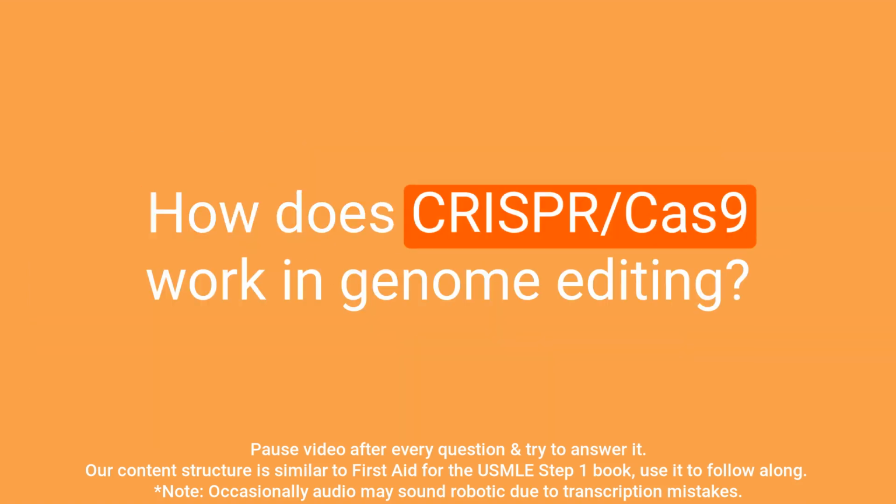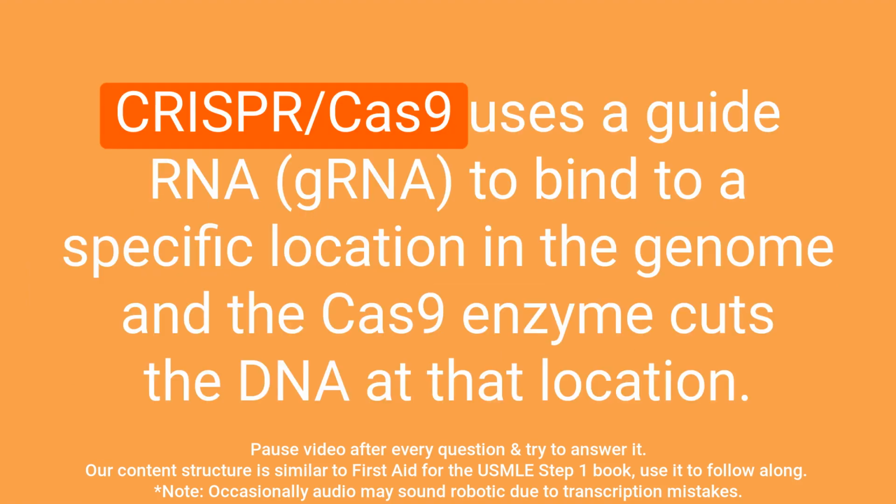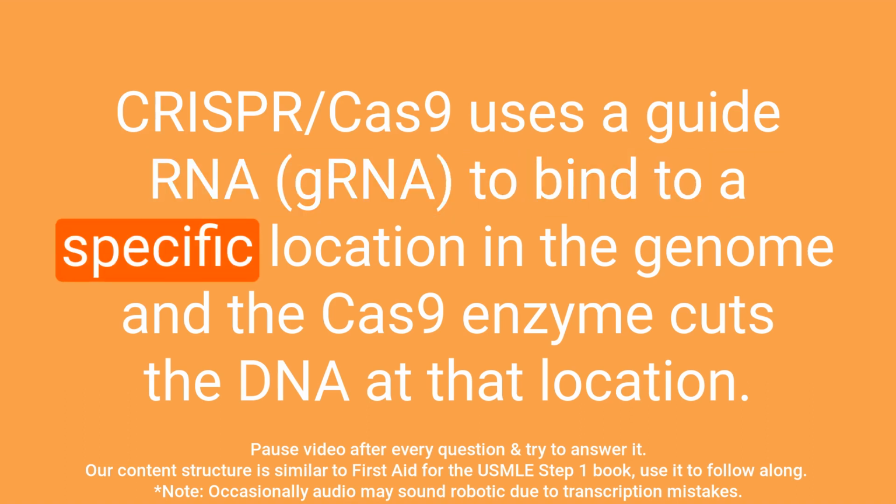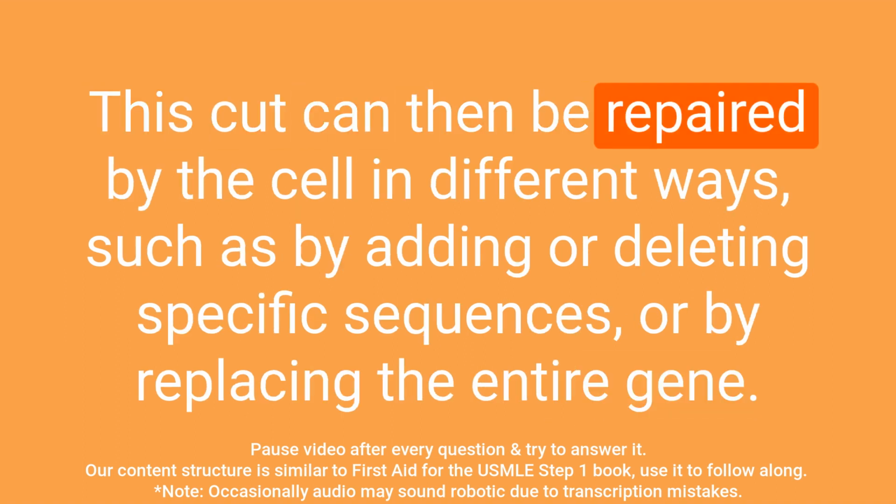Question: How does CRISPR divided by Cas9 work in genome editing? Answer: CRISPR divided by Cas9 uses a guide RNA to bind to a specific location in the genome, and the Cas9 enzyme cuts the DNA at that location. This cut can then be repaired by the cell in different ways, such as by adding or deleting specific sequences, or by replacing the entire gene.